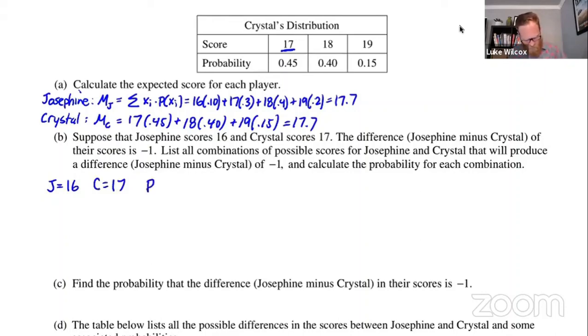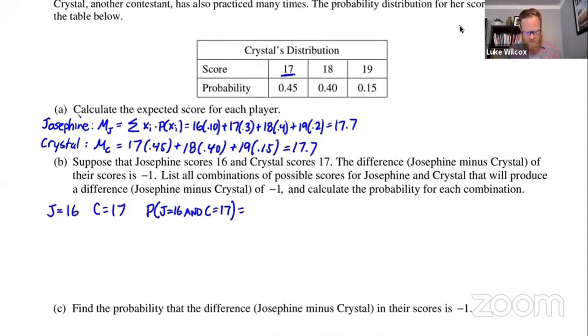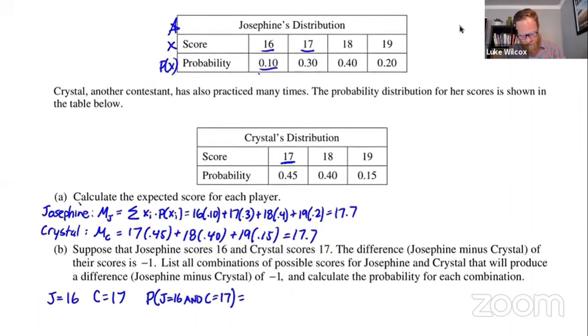So what I'm looking for here is the probability that J is 16 and C is equal to 17. So this is an AND problem where we would think about multiplying probabilities, and they actually told us in the problem that their scores are independent of each other. So we just need to simply multiply these probabilities. The probability that Josephine gets a 16 is 0.10, and the probability that Crystal gets a 17 is 0.45. So this is just going to be 0.10 multiplied by 0.45, which is going to give me 0.045.